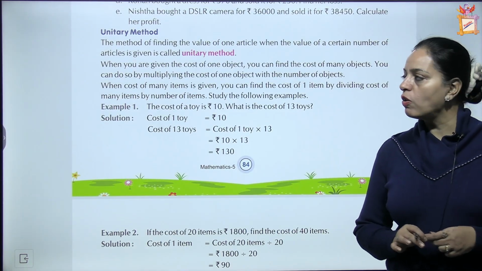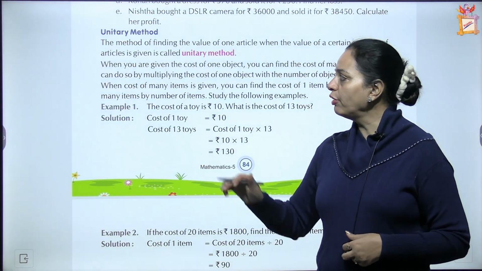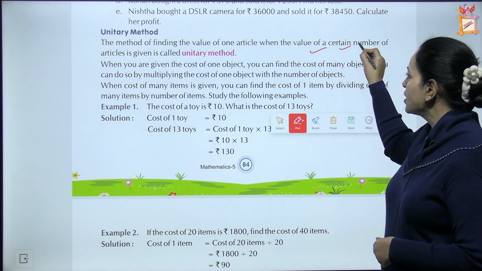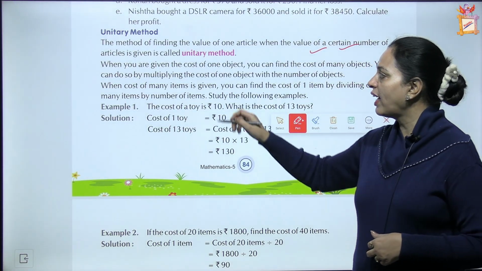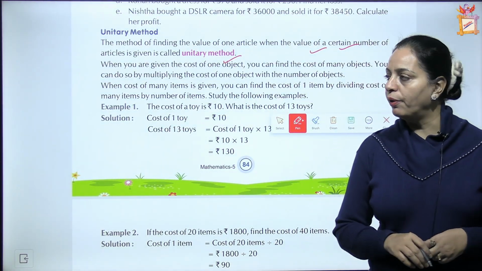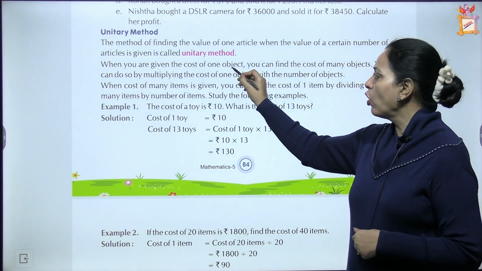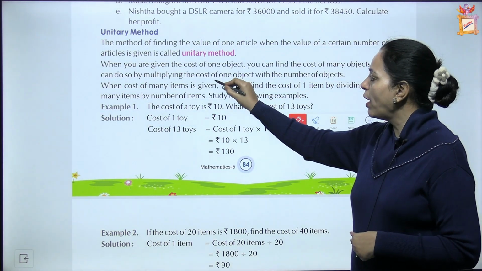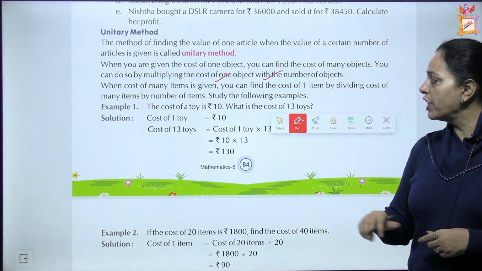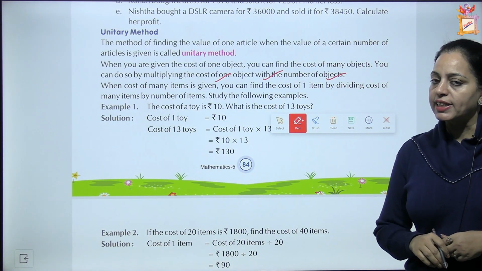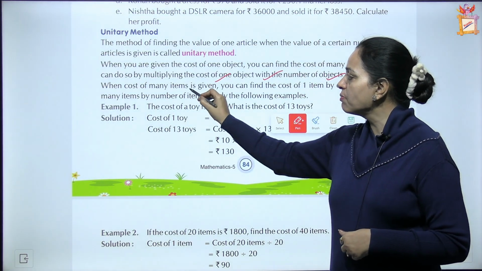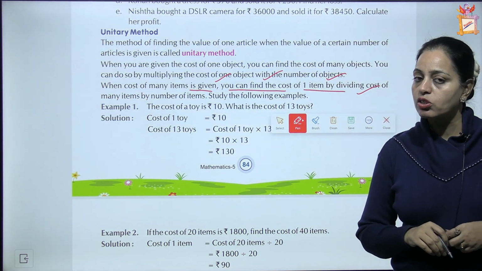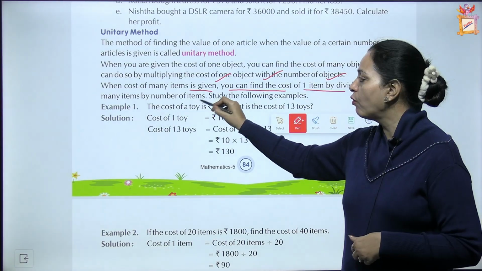Now we are talking about unitary method. The method of finding the value of one article when the value of a certain number of articles is given, that is called unitary method. When you are given the cost of one object, you can find the cost of many objects. You can do so by multiplying the cost of one object with the number of objects. And when cost of many items is given, you can find the cost of one item by dividing cost of many items by number of items.